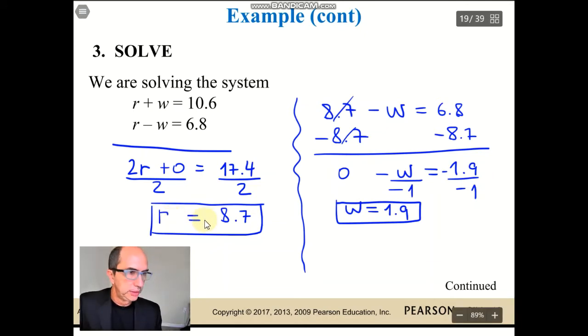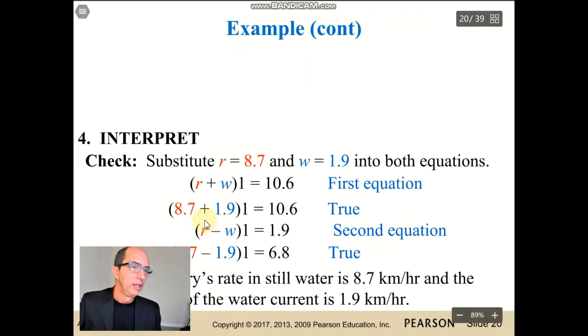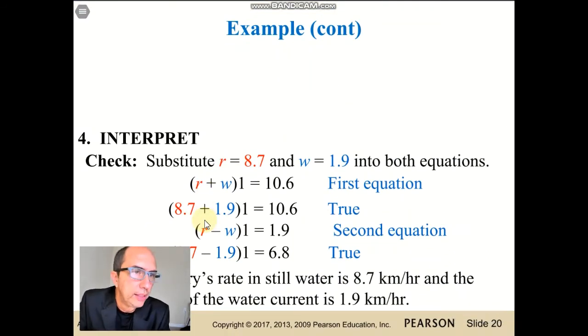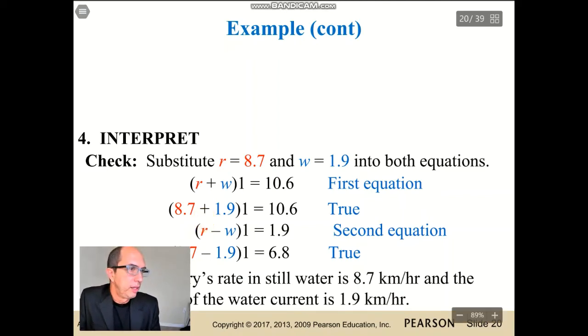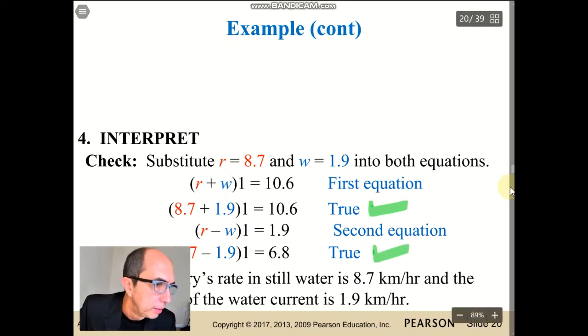Interpret the results. Actually, you have to get the numbers that you got. R equals 8.7 and W equals 1.9, and plug into both equations to check if they produce a true statement. And checking here, we can see that in the first equation you're going to produce a true statement, and if you plug in the second equation, you're also going to get a true statement.